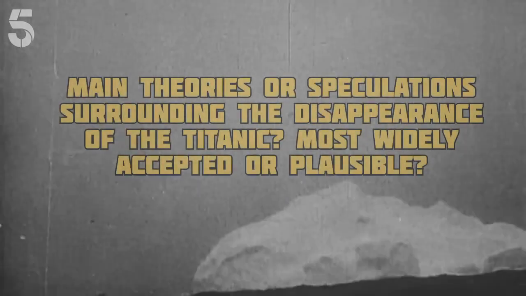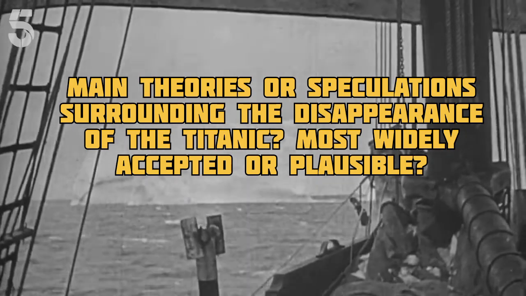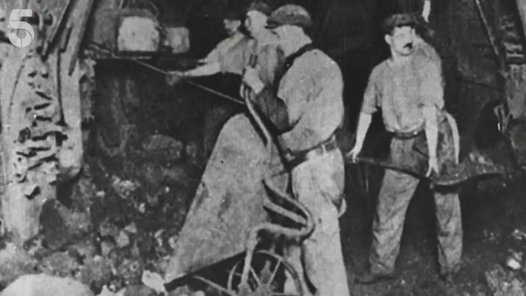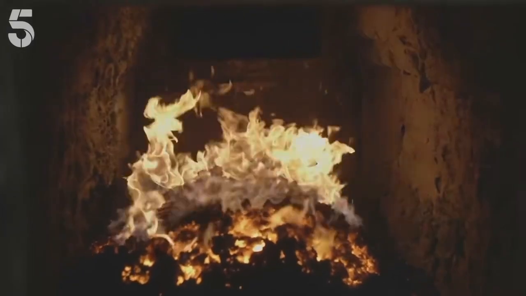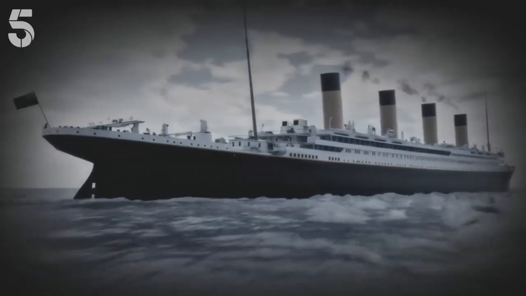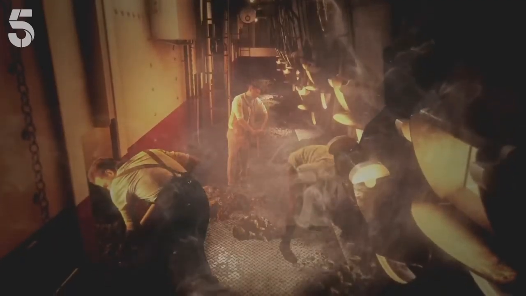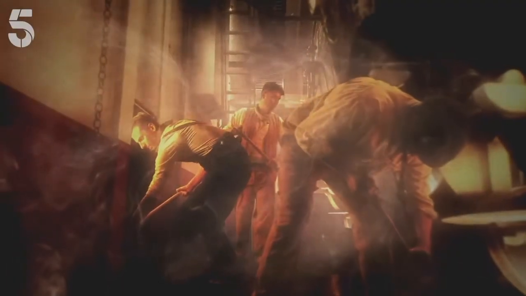Several theories and speculations have emerged surrounding the disappearance of the Titanic. While some are more widely accepted or plausible than others, it's important to note that none of these theories have been definitively proven. Here are some of the main theories. 1. Iceberg collision. The most widely accepted theory is that the Titanic sank as a result of colliding with an iceberg. This theory is supported by eyewitness accounts, the discovery of iceberg damage on the wreck, and the fact that the ship received multiple iceberg warnings prior to the collision.